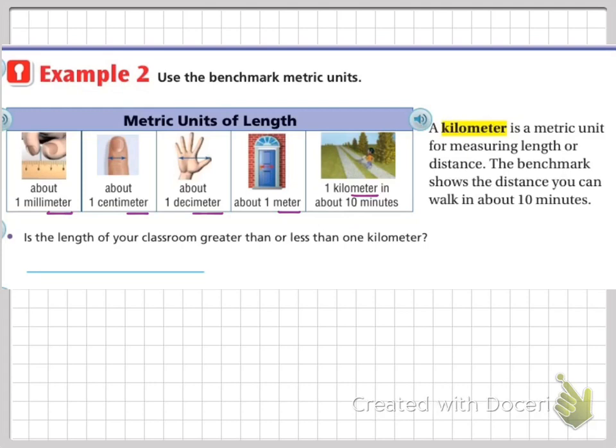Our question is to think about, is the length of your classroom greater or less than 1 kilometer? So think about, is it going to take you about 10 minutes to walk from one side of your classroom to the other side? Definitely not. So therefore, it is less than 1 kilometer.